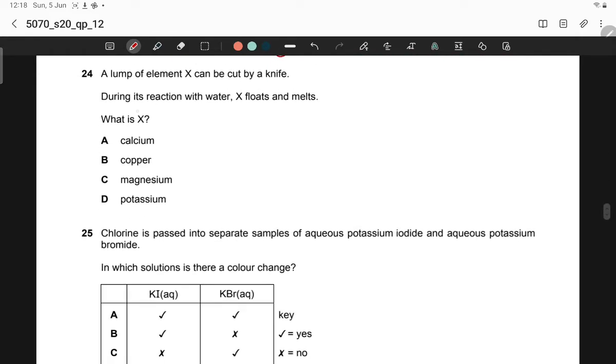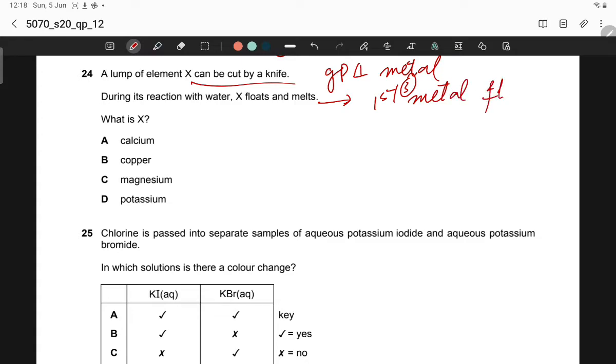A lump of element X can be cut by a knife, and during reaction with water X floats and melts. What is X? Group 1 metals can be cut with a knife. So this is a property of group 1 metals, and the first 3 metals float, while the rest 3 metals of group 1 sink.